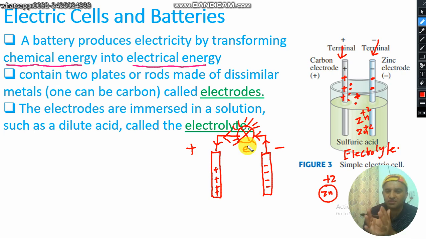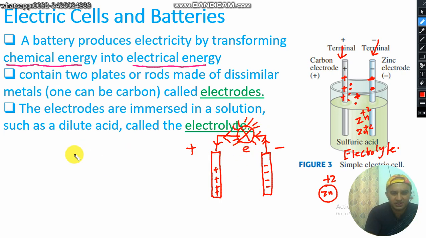The zinc electrode dissolves into the electrolyte solution, so it releases two electrons and leaves two electrons behind. On the other side, the carbon electrode loses electrons, so it becomes positive. So one is negative and the other one is positive. If we connect anything between these two electrodes, current will start flowing through, so that we can run anything we can use.